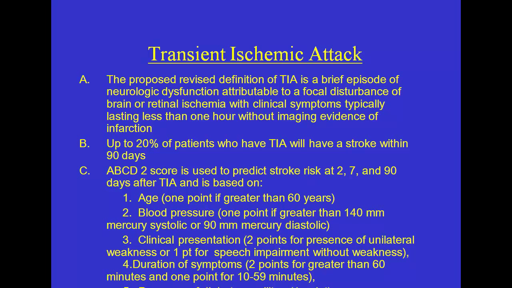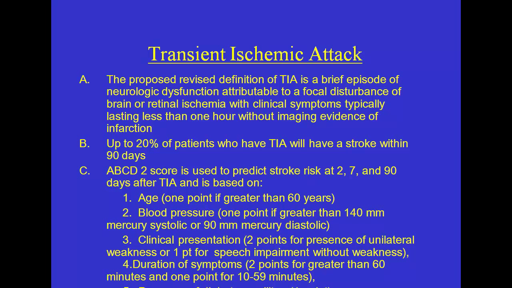All right. Up to 20% of patients who have had a TIA will have a stroke in 90 days, which is pretty scary. Now, there's a score that everybody uses, especially the emergency room folks like to use, which is the ABCD2 score. And this is used to predict stroke risk at 2, 7, and 90 days after a TIA. So it's a good guideline, but it's not a hard and fast thing. So, for example, if a person had a low score, you have to use your clinical judgment.